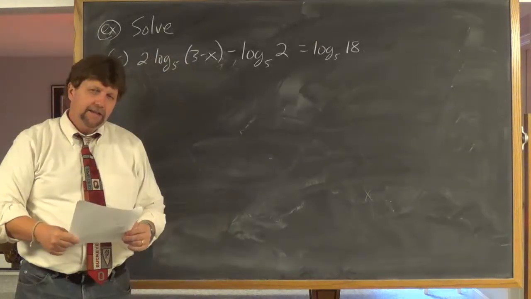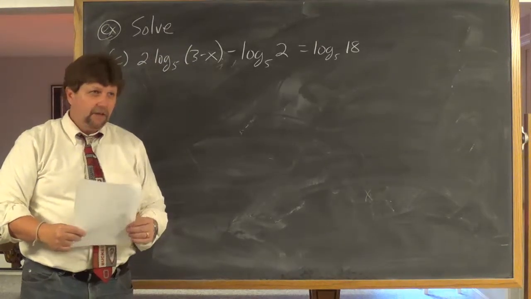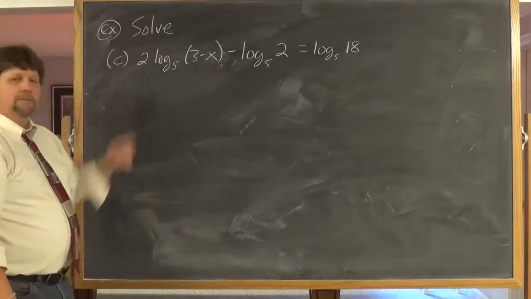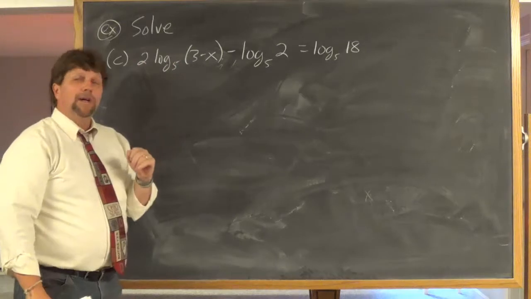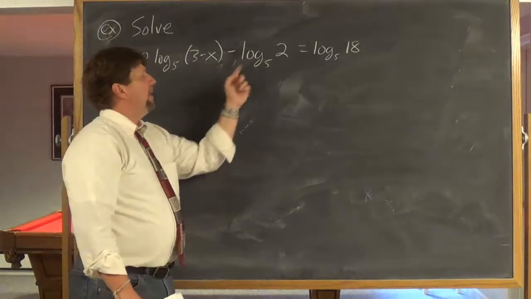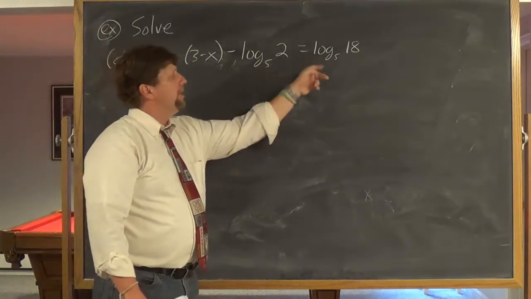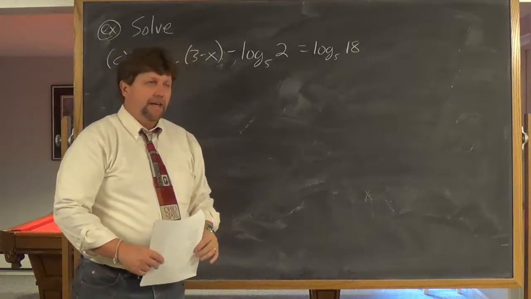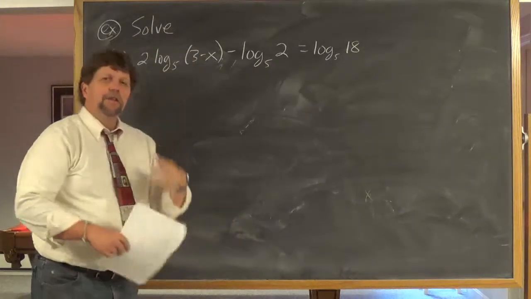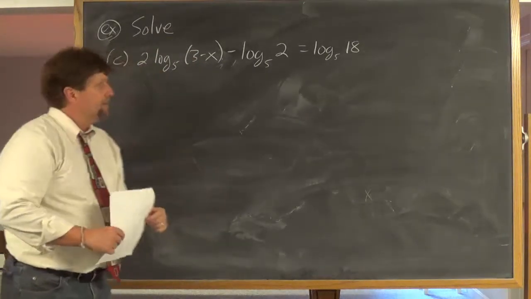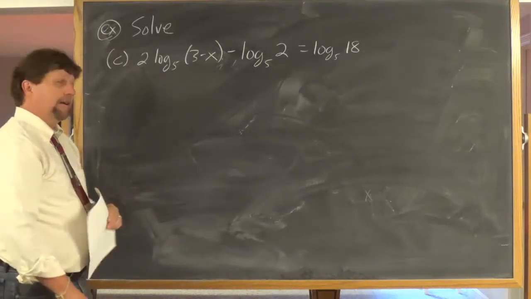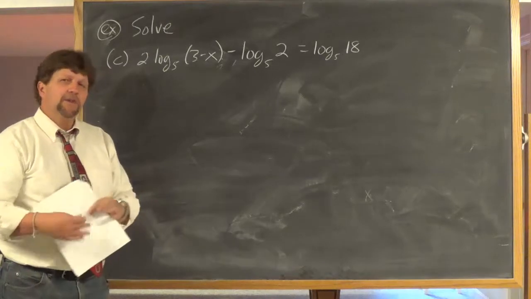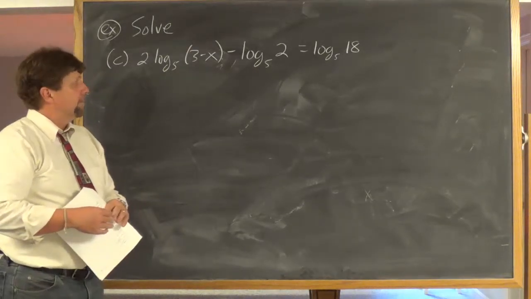All right, I thought the next equation we'd take a look at solving was this beastie. 2 times log base 5 of the quantity 3 minus x minus log base 5 of 2 equals log base 5 of 18. So this looks a little bit more involved than B, and well, let's check it out. What all do we have happening here?